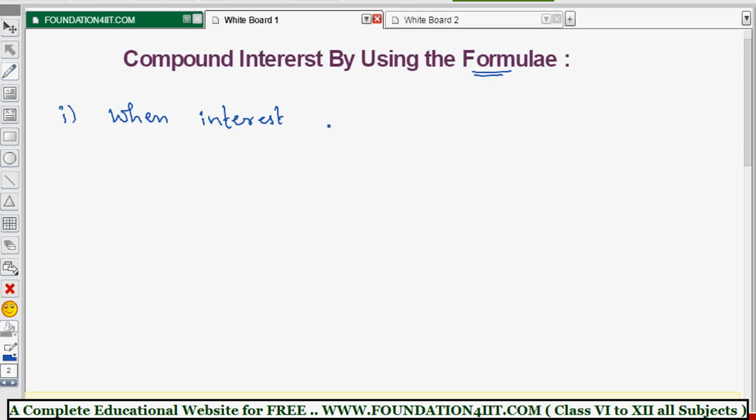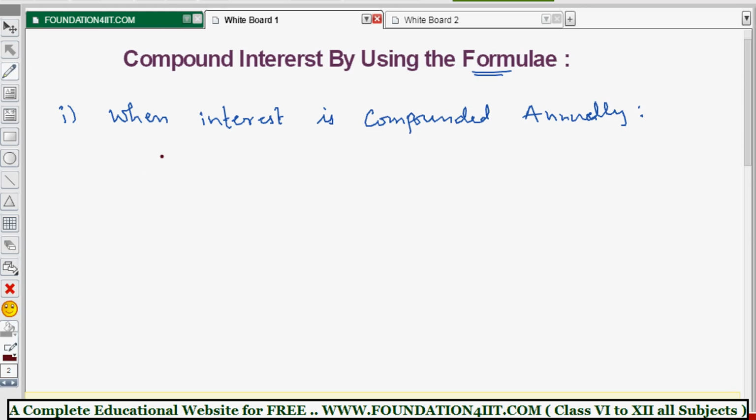So when interest is compounded annually, this is how to solve any question. This is the first formula and how to apply it.